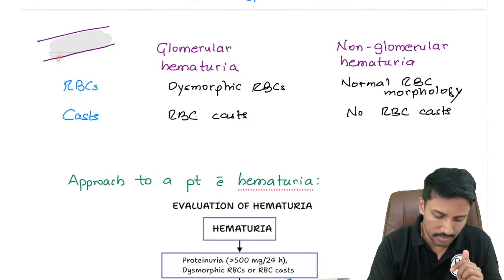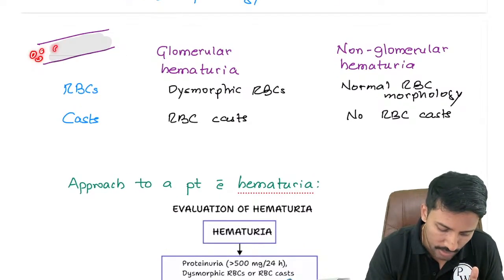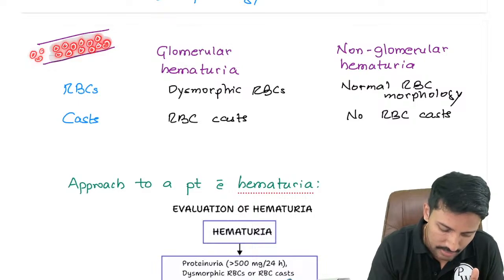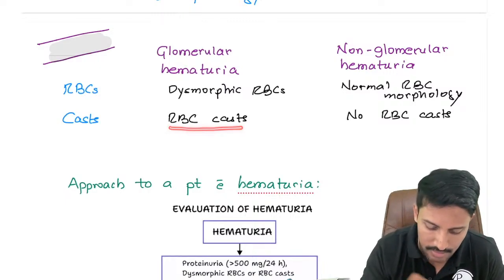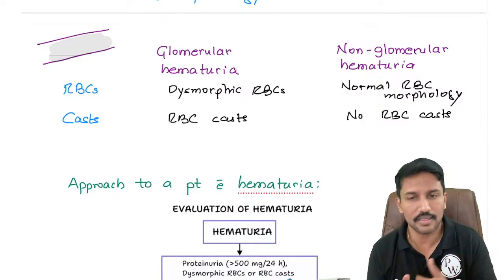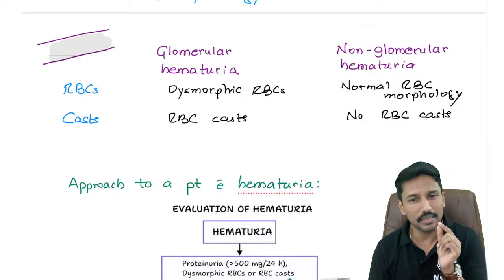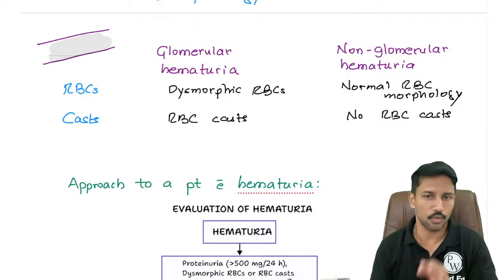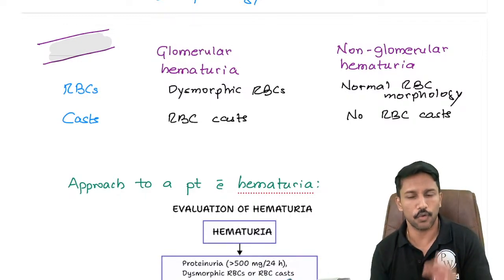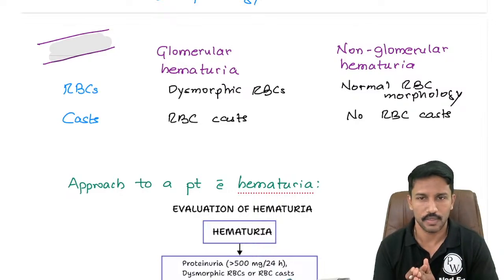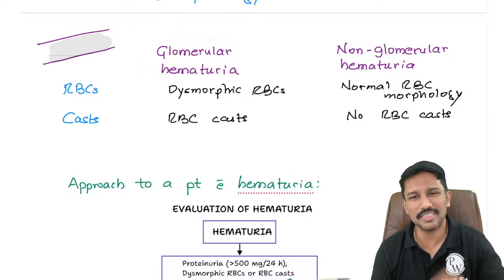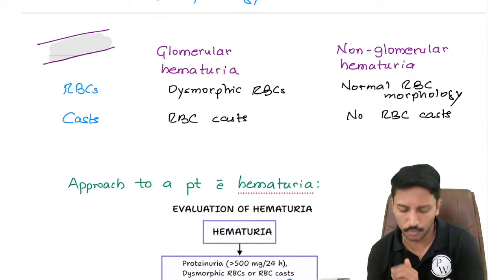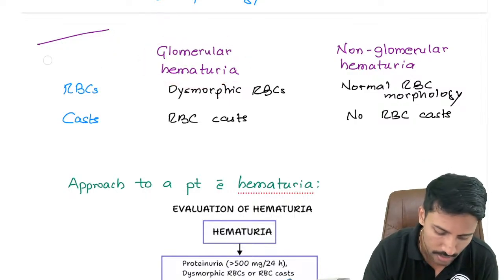But if RBCs are coming from the glomeruli, those RBCs will come here and get impregnated on these hyaline casts, and this cast now becomes an RBC cast. The presence of RBC cast is suggestive of glomerular hematuria, and this is an important MCQ point. Even a single RBC cast, if you see it on urine microscopy, is always suggestive of glomerular hematuria. One or two dysmorphic RBCs may not be strictly suggestive of glomerular hematuria, but if a single RBC cast is seen on microscopy, then the patient has glomerular injury.